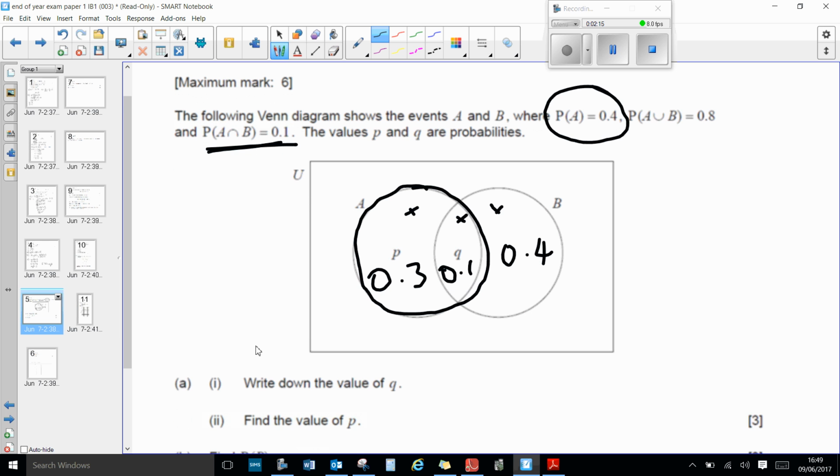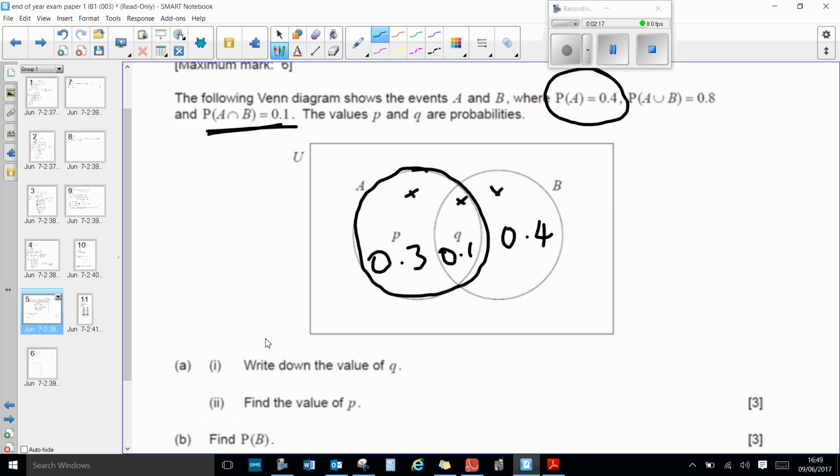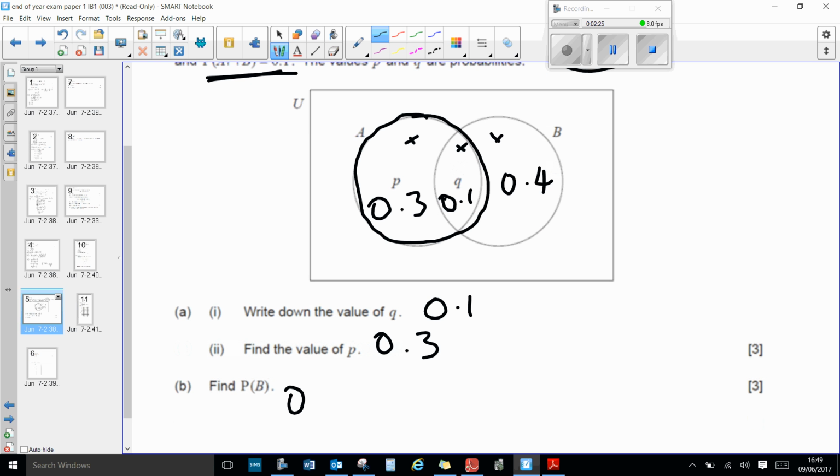Okay, so write down the value of q. We've done that just by looking up there, so 0.1. The value of p was 0.3. The value of P(B) would be 0.5. Interesting the way I've done that, so I wonder how many marks you would get without showing working. I guess I need to double check the mark scheme to let you know that. But let's move on.